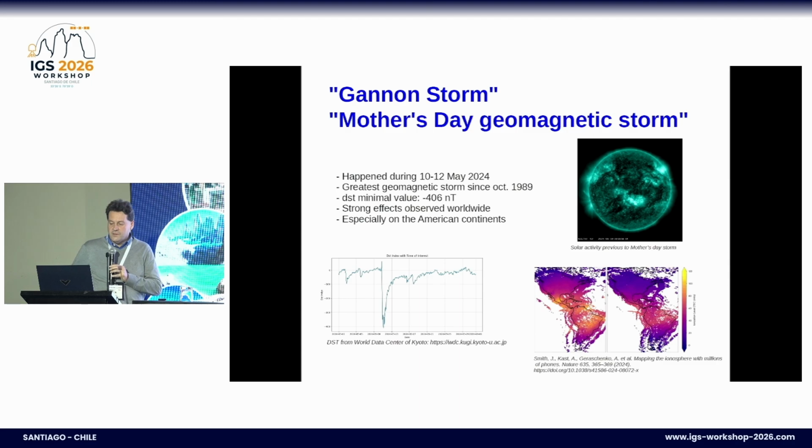And then we say, okay, let's go for a big storm. Here you have the Mother's Day geomagnetic storm of 2024. The DST went to minus 406, which is quite high. And we're going to combine the high resolution spatial data of the GNSS data from the Centro Sismológico Nacional, but also we're going to combine it with cellular phone data that is freely available from this paper.